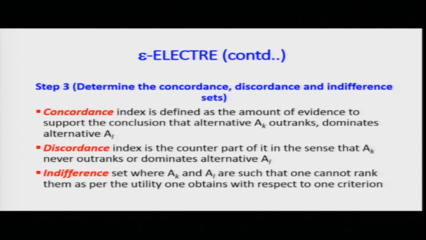Similarly, the last one, the indifference index, would be when we compare A k and A L, and the comparison is such that one cannot rank them as per the utility one obtains with respect to one of the criteria which you have. So, for criterion j, if we compare A k and A L, we are indifferent. That will give an indifference index value, and that value would be utilized to formulate the capital I, which is the indifference matrix.